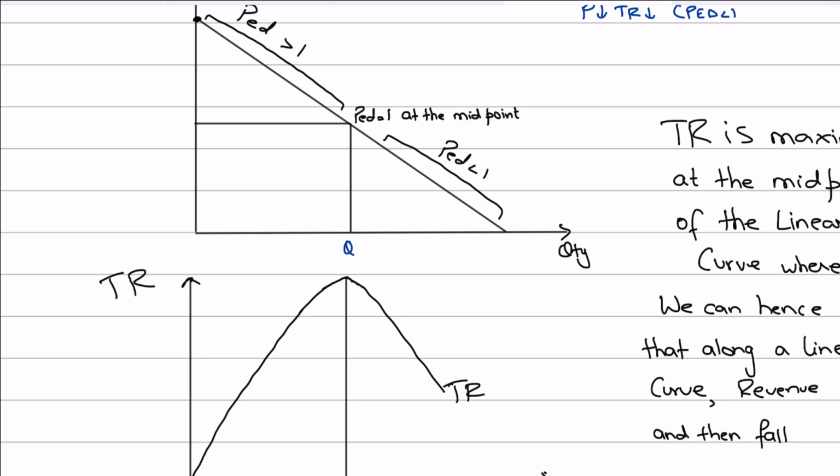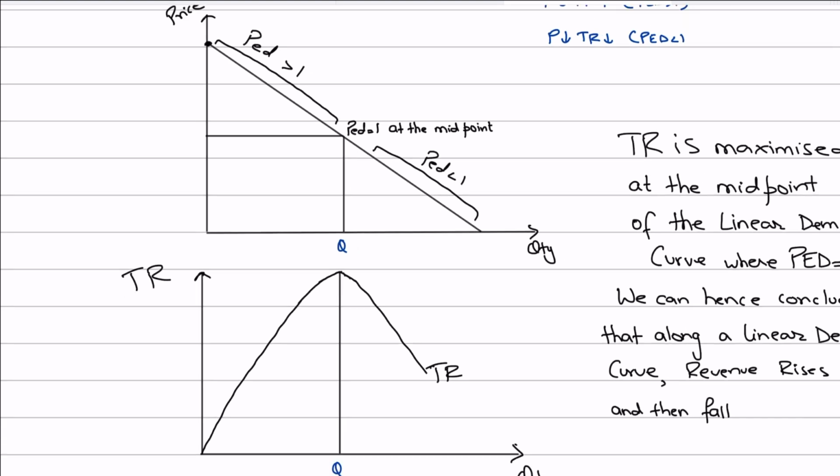A decrease in the price in the upper half of the demand curve increases revenues, but decreases the revenues in the lower half of the demand curve, in the inelastic range of the demand curve. So that's it, guys.